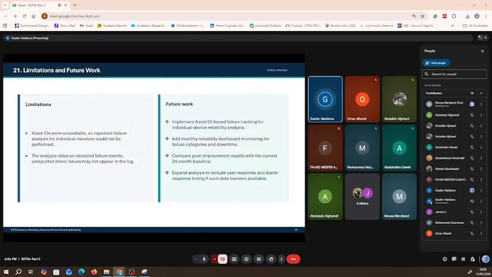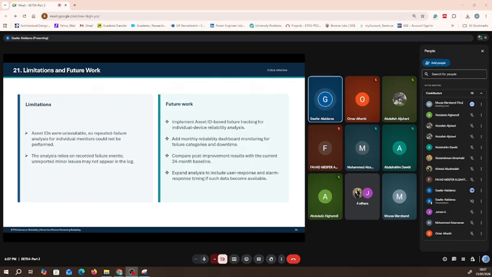Limitation and future work. This slide presents the main limitations and future work. The first limitation is that asset IDs were unavailable. Because the ID was not included, repeated failure analysis for individual monitors could not be performed. The analysis was therefore conducted at fleet and department level.